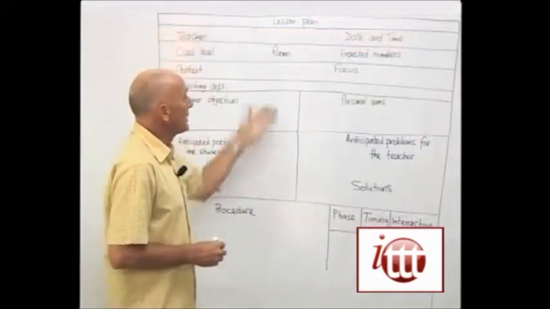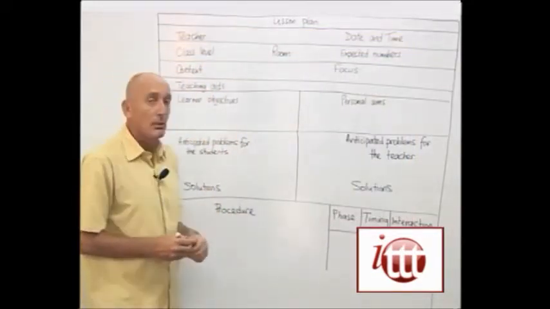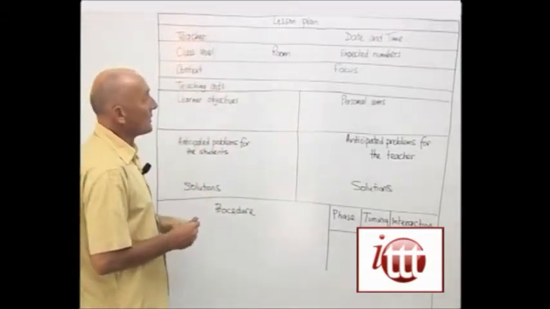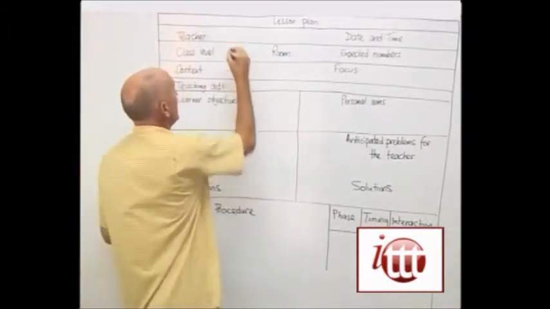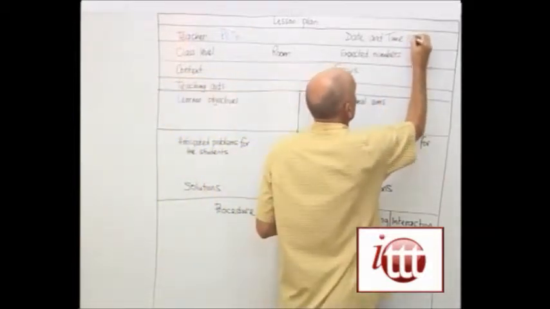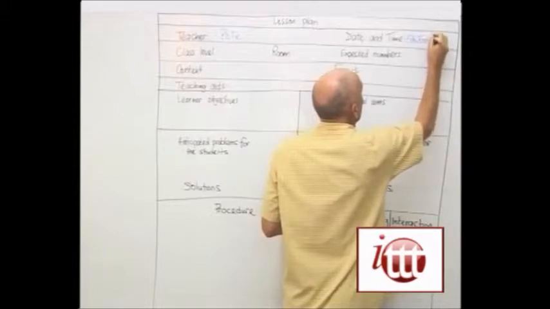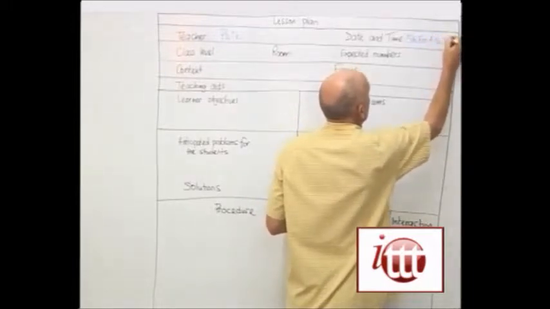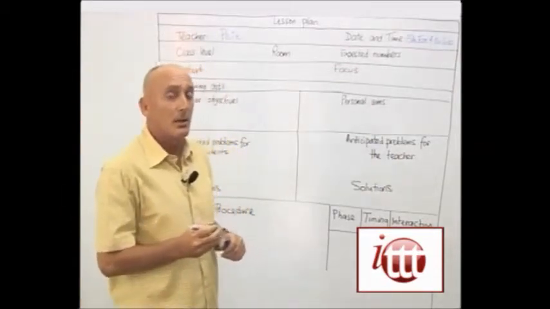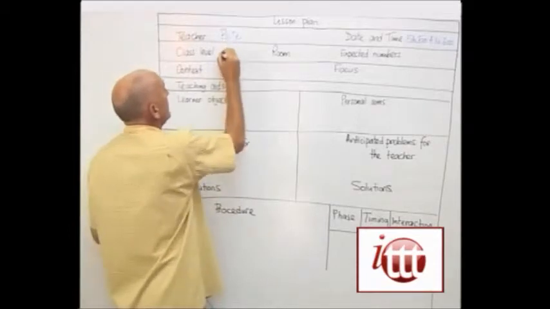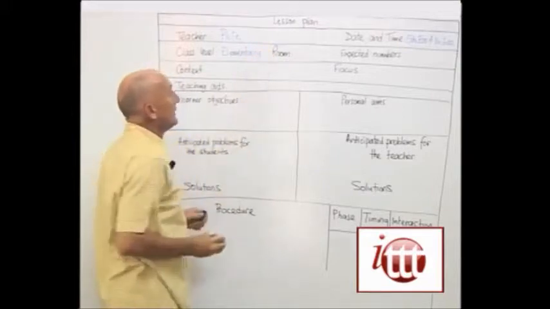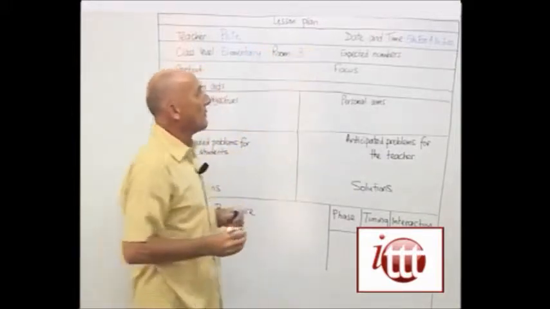Okay, so we're going to use this pro forma as our lesson plan, and we're going to fill one out as though we were planning for an actual lesson. So we start off with some basic information about the class, so the name of the teacher, the date and time, and the class level. In this particular case, our class is going to be an elementary class. And the room will be room 3.